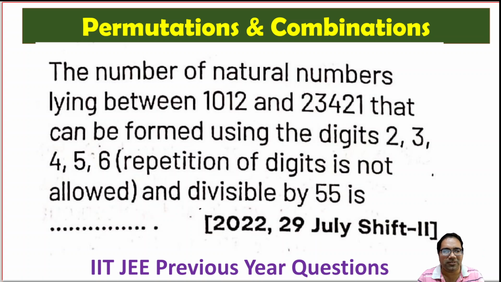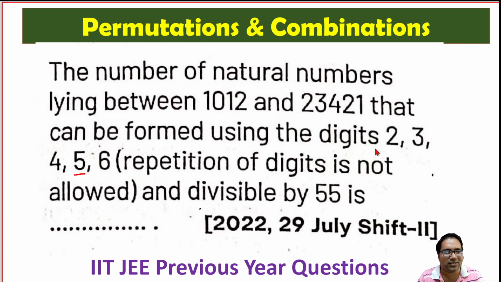What does that mean? They should be divisible by 5 as well as 11, because the prime factorization of 55 is 5 into 11. 5 and 11 both are prime numbers. So the number should be divisible by 5 as well as 11 together. That means, because it is divisible by 55, it should end in 5. Firstly, this number should end in 5 because it is divisible by 5.